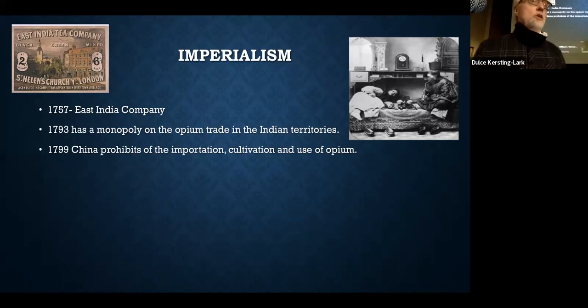However, that doesn't work because the English are still bringing it in, mainly through the East India Company. It's already starting to work its way into the Chinese economy. And this becomes very complicated in China because while the government is saying, no, we don't want everybody to smoke opium more and more and more because they're less productive, there's addiction factors are going up, all of that.